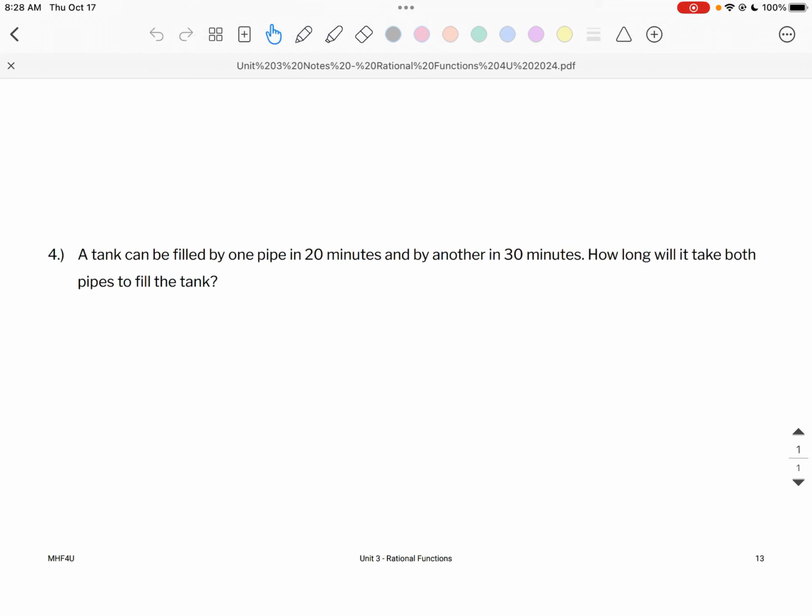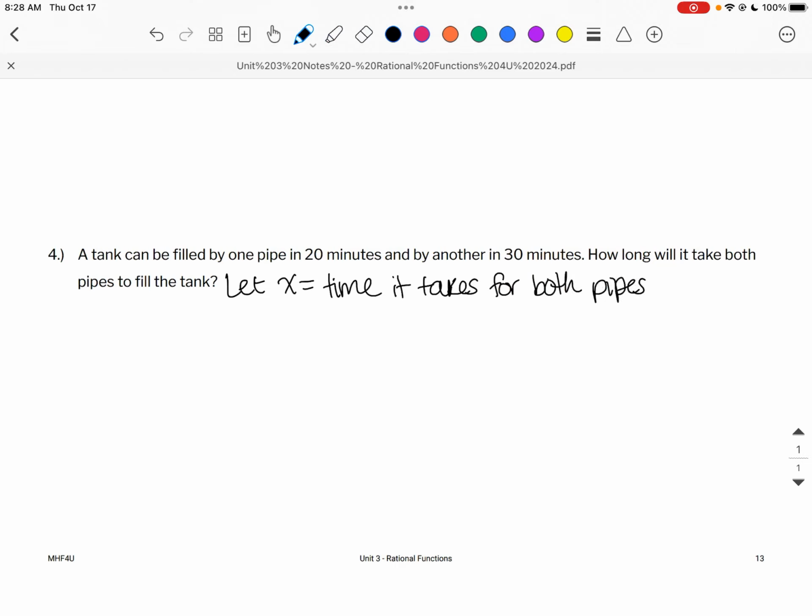So remember, the first thing that we want to do is write a let statement for what it is that we want to find out, right? So we want to figure out how long it will take both pipes to fill the tank. So we're going to say let X represent the time it takes for both pipes to fill the tank, and this is in minutes, okay?